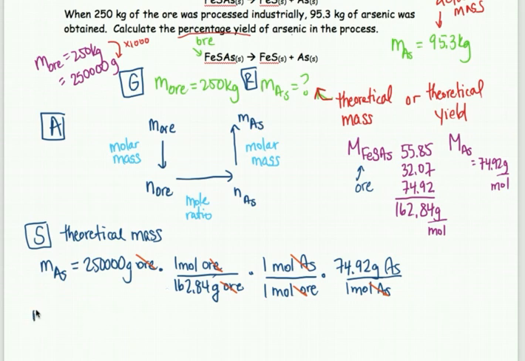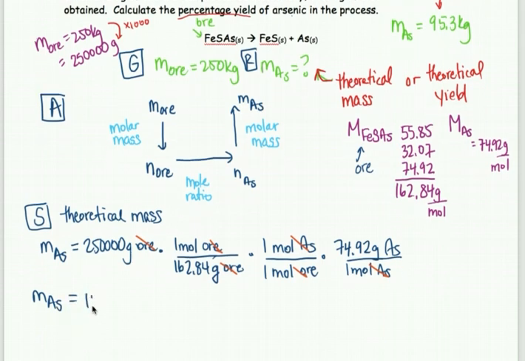All right, so then we end up with the mass of arsenic of this large value here, okay? And again, we're looking at an industrial process. A lot of product is being formed, so the numbers are a lot bigger than what we've been looking at in the last few days. Okay, so this is in grams.